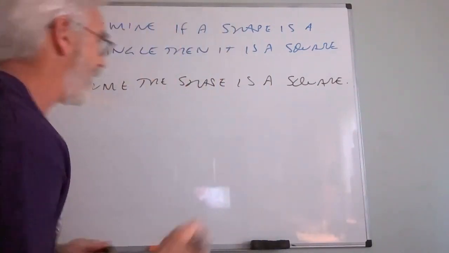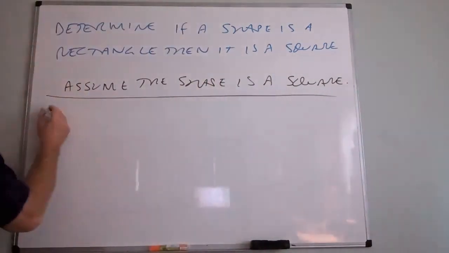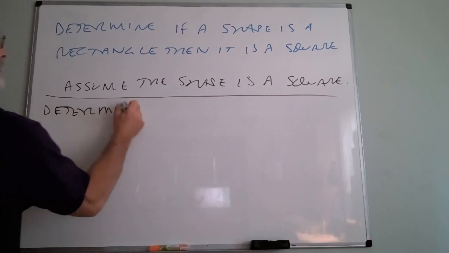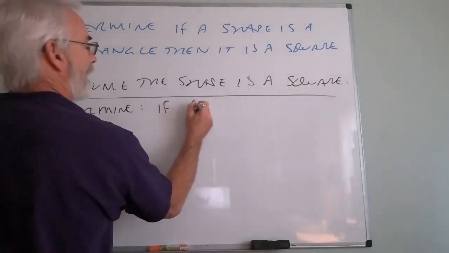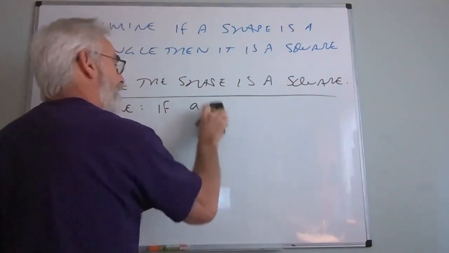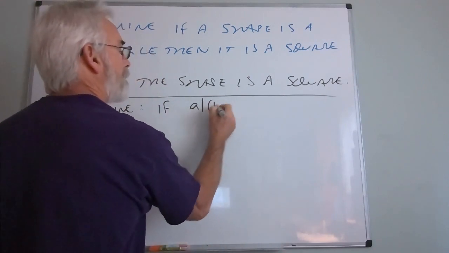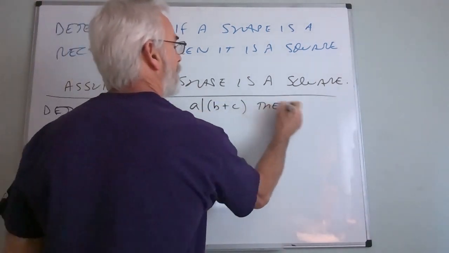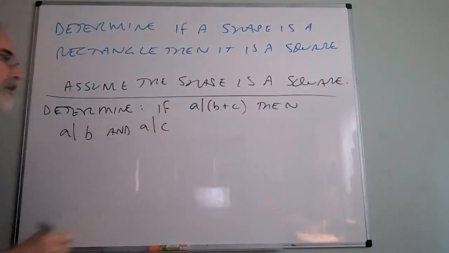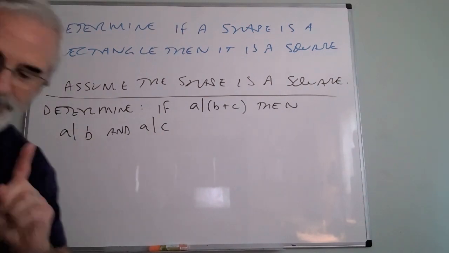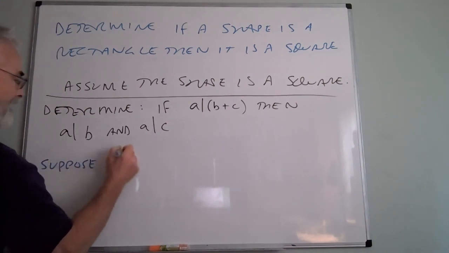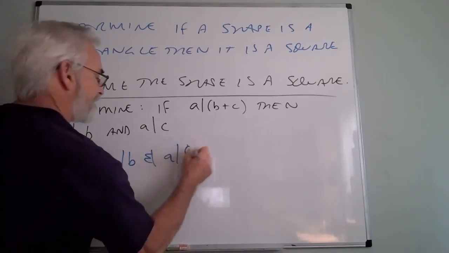So let me do another one. Okay, this one is a little bit trickier. Determine if A divides B plus C, then A divides B and A divides C. We're going to determine if this statement is true. So now let's start by supposing A divides B and A divides C.